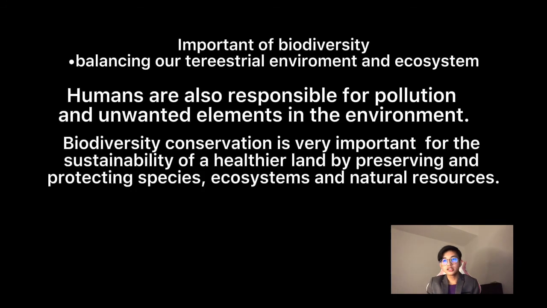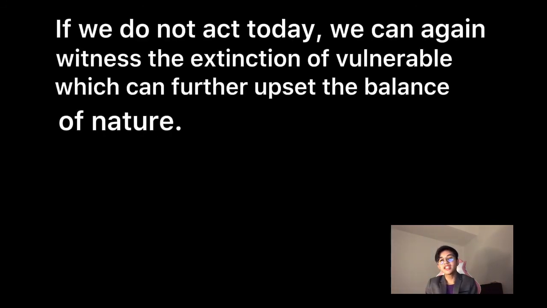Biodiversity is important for balancing our terrestrial environment and our ecosystem. Humans are also responsible for pollution and unwanted elements in the environment. Biodiversity conservation is very important for the sustainability of a healthier land by preserving and protecting species, ecosystems, and resources. If we do not act today, we can again witness the extinction of vulnerable biodiversity, which can further upset the balance of nature.